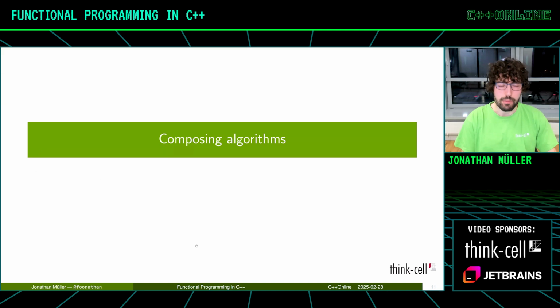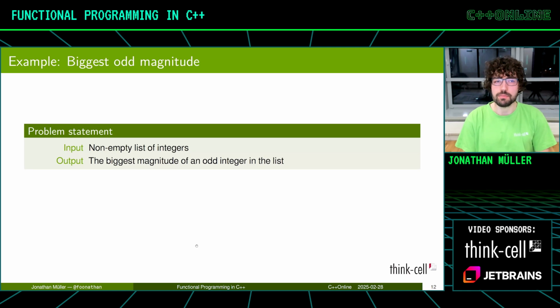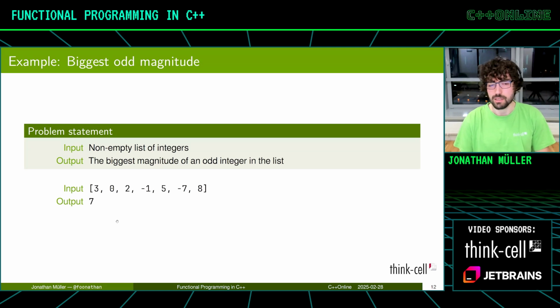So let's start with composing algorithms. I've collected a couple of LeetCode-style problems and will show you how they can be solved using a functional programming mindset. So this is a really simple problem. Our input is a non-empty list of integers, and the output is the biggest magnitude of an odd integer in the list. So if this is our list of integers, then the output is 7, because 7 is the odd number with the biggest magnitude, right? We've got -7, its magnitude is 7, so that is the biggest magnitude.